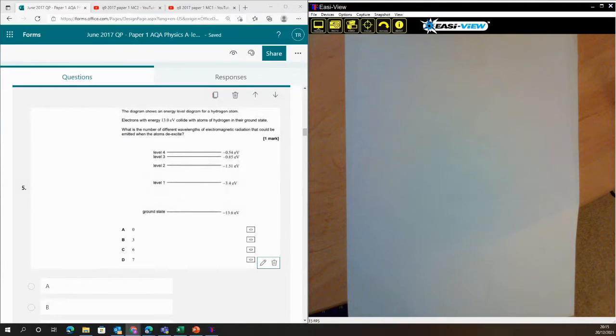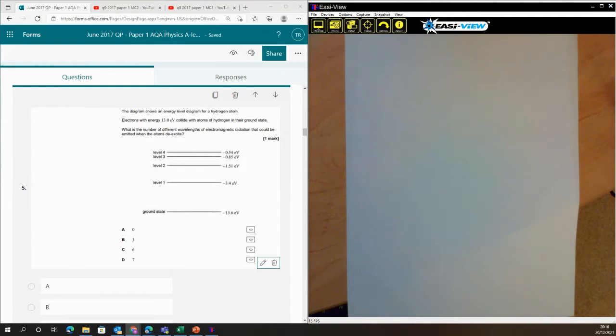This question's about excitation energies and the energy levels within atoms. We've got the collision of an electron. Collision of an electron is one way that an atom's electrons can become excited from the ground state. So that's what we're told here.